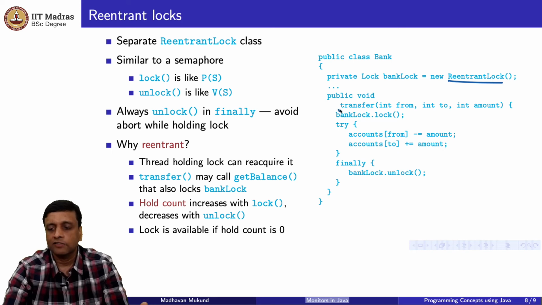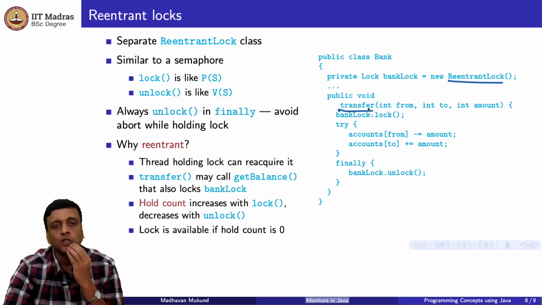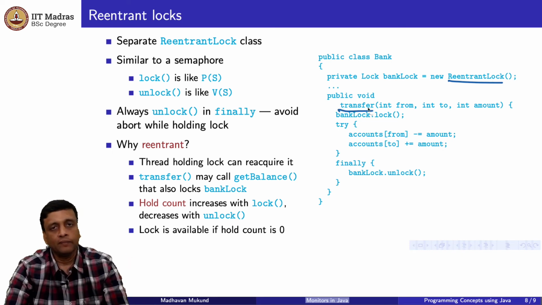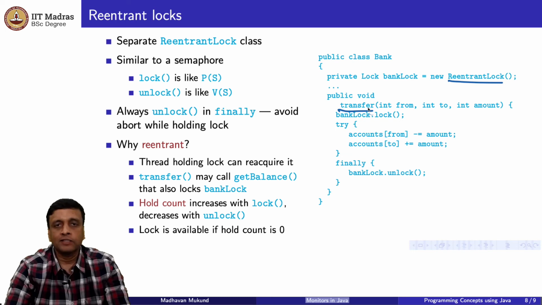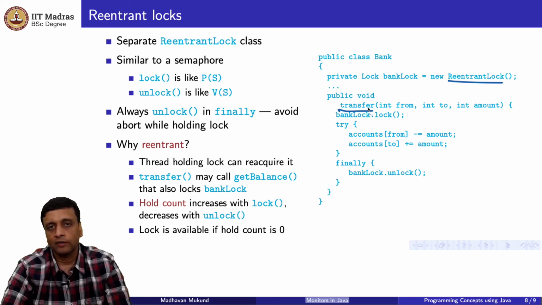Supposing I have this transfer, and this transfer also requires me to, for example, get the bank balance, as I would expect, through a different function. But maybe get bank balance is also locked using this lock, because again you don't want inconsistent balances to be reported. So it's a little bit like the wait situation, but it's slightly different.